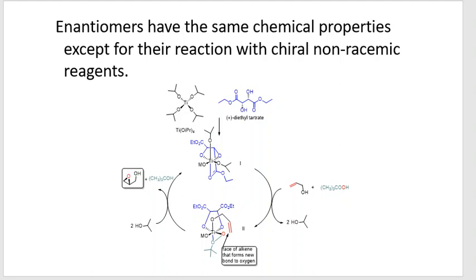So for example, this is the Sharpless epoxidation, and there is a chiral reagent you can see here, and it actually holds the starting material, which is an alkene, in the correct conformation, so that it only gets an oxygen on one side of its alkene, and you wind up with a single enantiomer as a product.